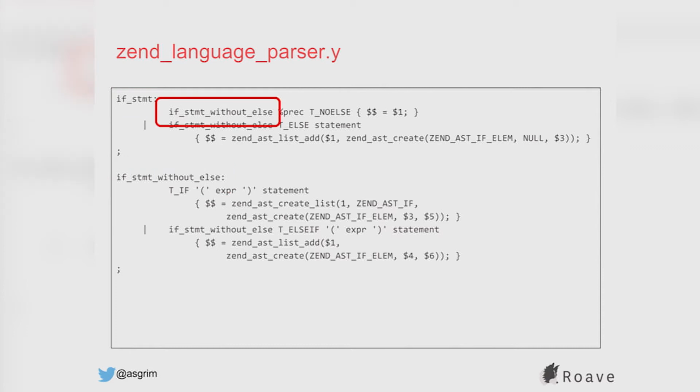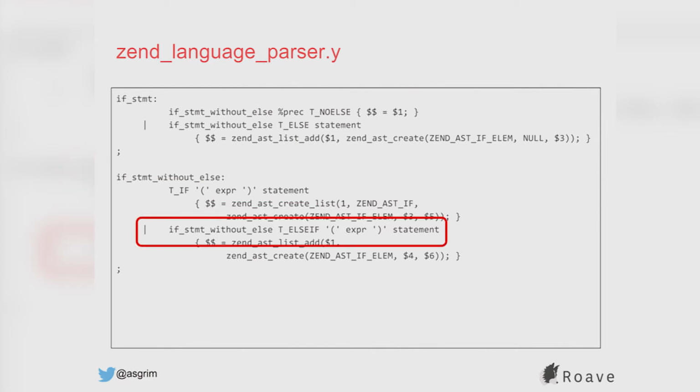So we'll look at the if statement first. This will match if we find an if statement without else on its own. Before we go on, this %prec T_NO_ELSE basically says we are left associative, which if you know what that means, that's fine. If you don't know what that means, it doesn't matter. Or we can match an if statement without else followed by an else token followed by a statement. And obviously, as I said, the definition of a statement is elsewhere and it's pretty massive. But to find out what an if statement without else is, we need to look at its definition. And that is, if we get a T_IF followed by a literal open parenthesis followed by whatever the definition of an expression is, followed by another literal close parenthesis followed by a statement. Or it can be if statement without else followed by the else if token followed by an open parenthesis, blah, blah, blah, blah.